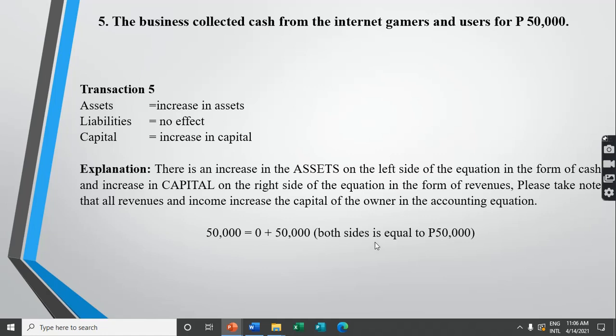So, there is an increase in the asset on the left side of the equation in the form of cash and the increase in the capital on the right side of the equation in the form of, ayan, revenues kasi yan. Yung 50,000 na yun na na-collect nyo sa mga customers, that is considered yung revenue ng business or income ng business yan. Kasi kaya nag-fall siya under capital. So, please take note that all revenues and income increases the capital of the owner in the accounting equation. Okay? So, that is your transaction number 5.